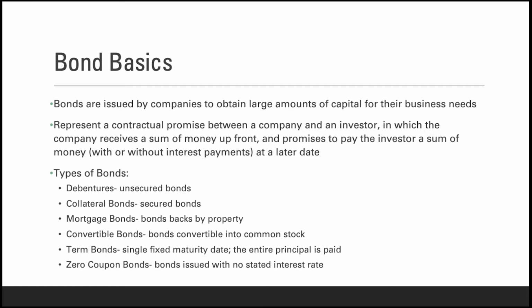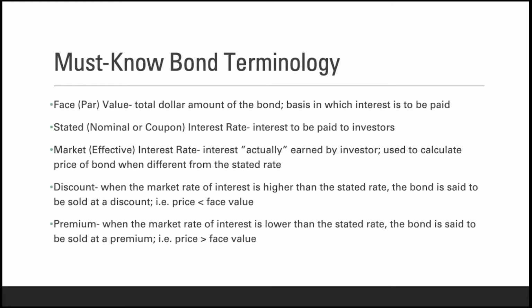Now, there's a couple different types of bonds, just going over them very quickly here. There's debentures, which are unsecured bonds, collateral bonds, which are secured bonds, mortgage bonds, which you can guess are backed by real property, convertible bonds, which can be converted into common stock, term bonds, which have a single fixed maturity date where the entire principal is paid off on that date, and of course there's also zero coupon bonds in which the bonds are sold with no stated interest rate.